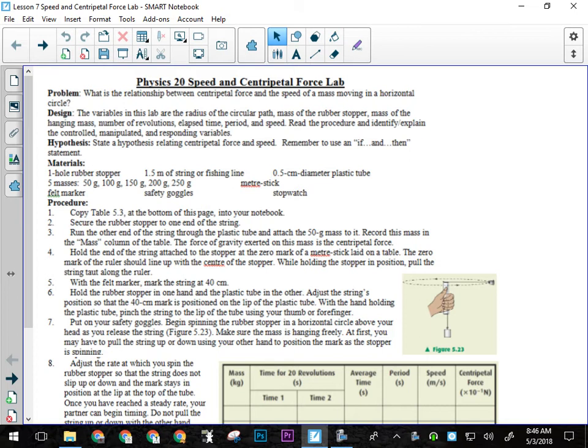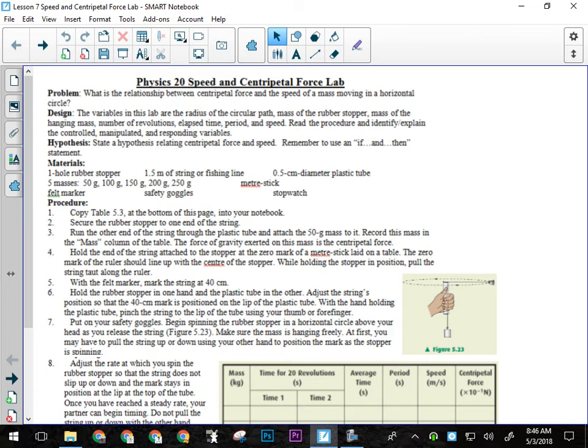And then of course one of the controlled variables, because one of the controlled variables in our last lab is becoming the manipulated variable for this lab. In our last lab, one of the controlled variables was centripetal force. This time it's going to be the manipulated variable. So there you go. I just gave you a freebie.